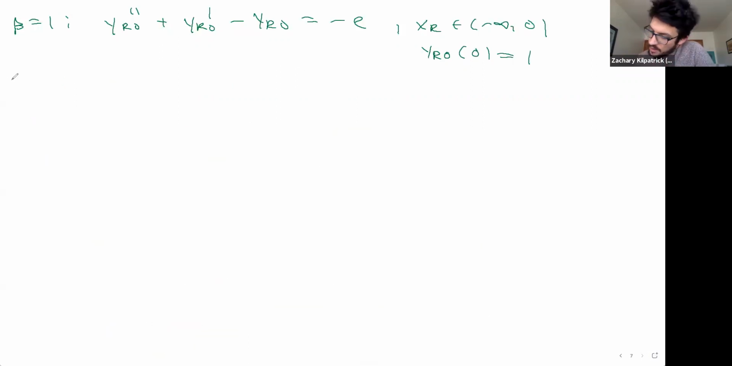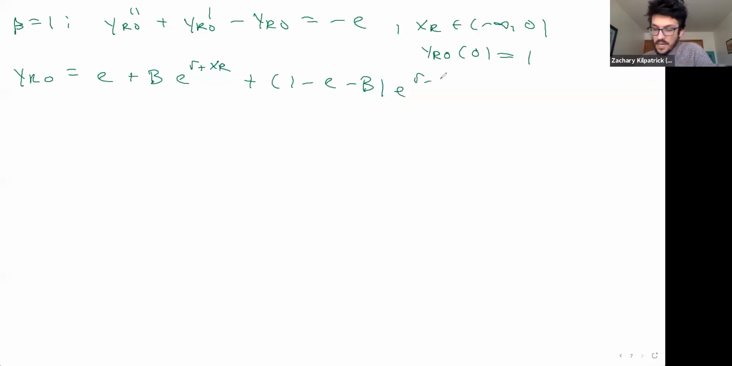Okay. So I can solve this. I get yr0 is equal to e plus b e to the r plus xr, which I'll define, plus 1 minus e minus b e to the r minus xr. And these are just the eigenvalues of my linear operator. So 2r plus minus is equal to minus 1 plus or minus 5.